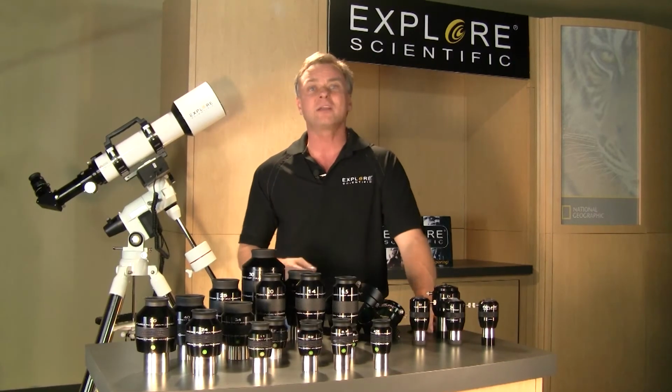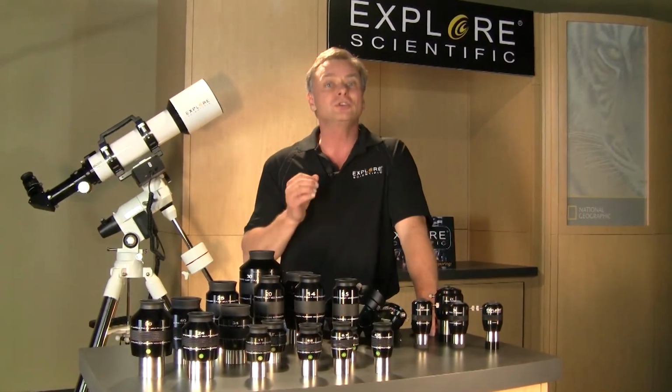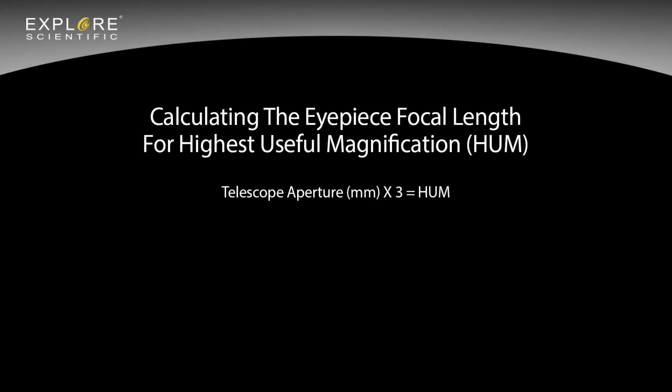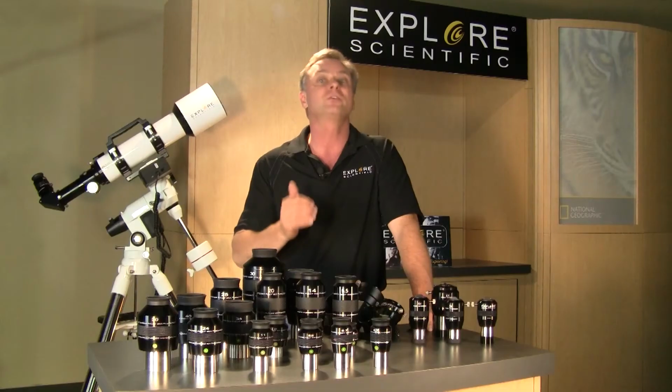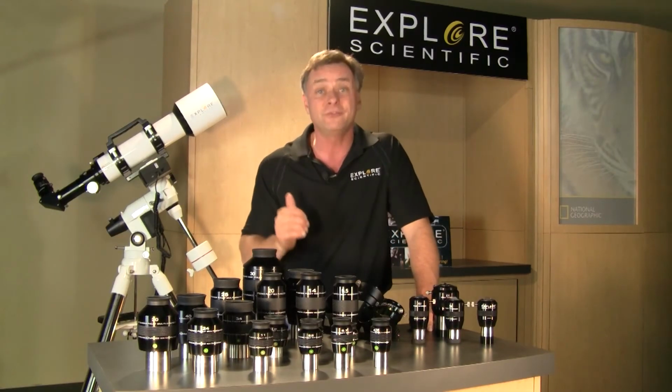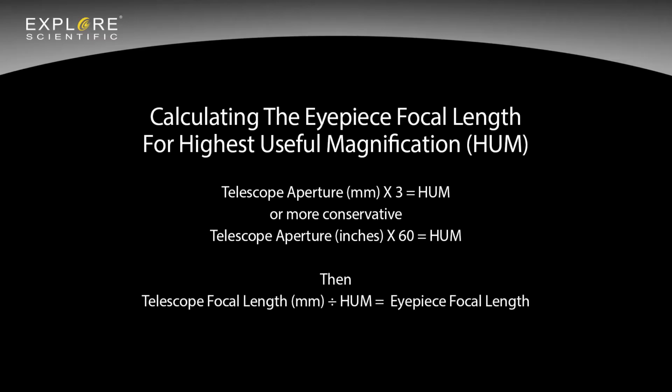This formula is for calculating the eyepiece focal length for the highest useful magnification. What you do is you take the telescope aperture in millimeters, multiply by 3, and that'll give you the highest useful magnification number. Or a more conservative number could be brought about by taking the telescope aperture in inches, multiplying it by 60, or if your seeing conditions are not that great, maybe by 50, and that would give you the new highest useful magnification number. Then you take the telescope focal length in millimeters and you divide it by the highest useful magnification number. That will give you the eyepiece focal length that you need to get.